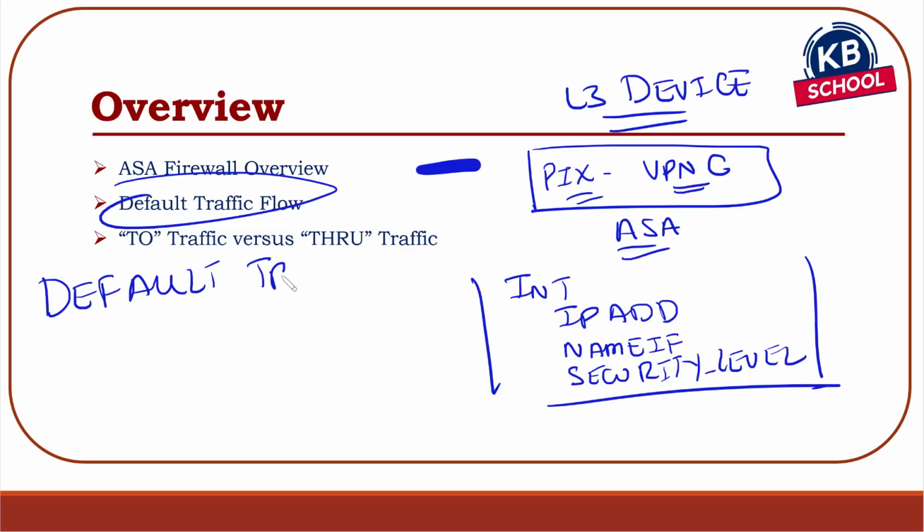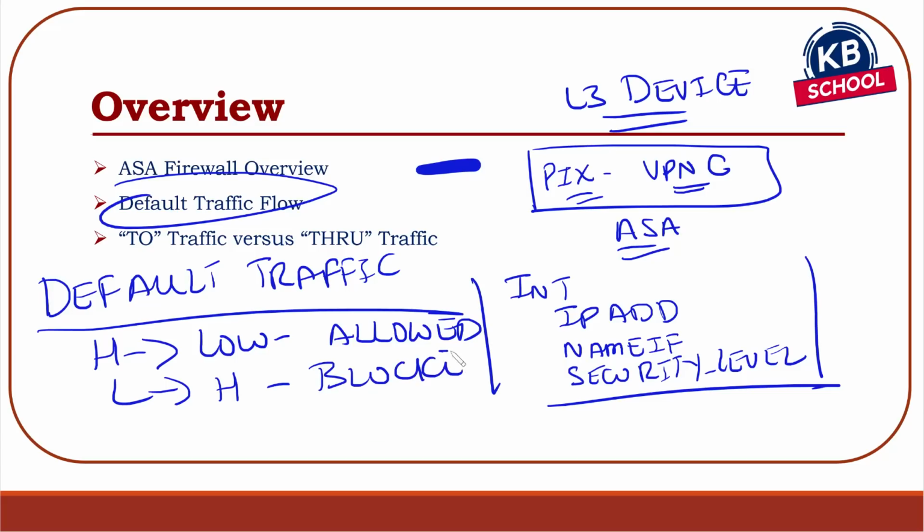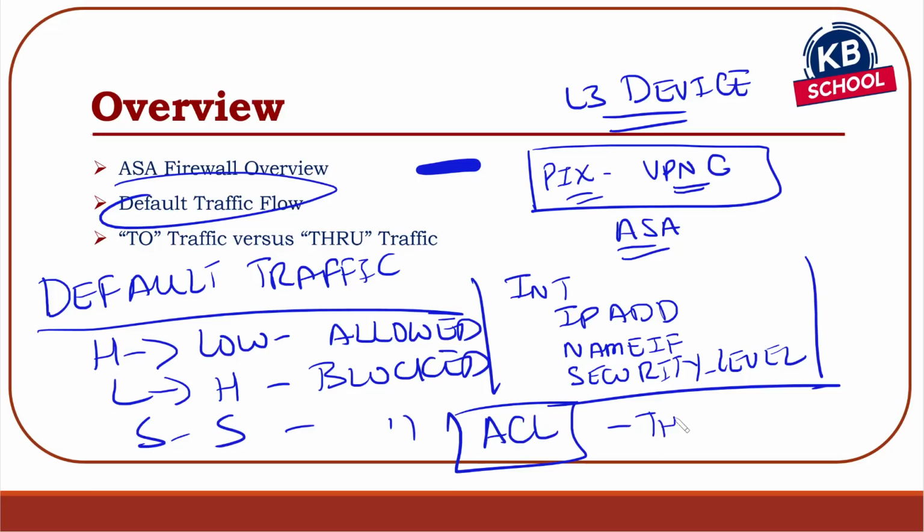And what did we find out about the default traffic flow? We found out that high to low is allowed by default. Low to high is blocked by default. You also have same to same, which is also blocked by default. And how do I make an exception to traffic flowing through the firewall from low to high? It is done by using an ACL. All right. The ACL, although it controls through traffic, it does not control to traffic. That was the last item that we talked about.